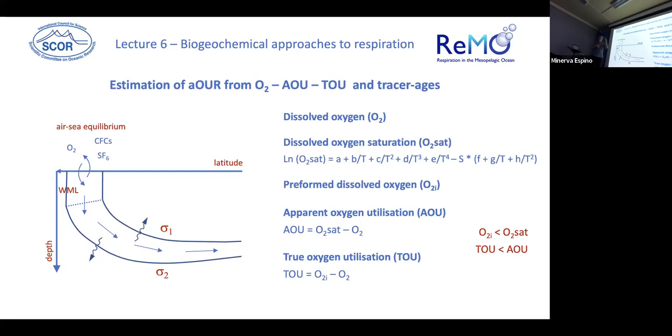But it could be also the contrary, that at the time when the water mass is formed, you can have more oxygen than the oxygen of saturation. So apparent oxygen utilization is oxygen saturation minus oxygen concentration. And true oxygen utilization is initial oxygen minus oxygen. So we always use apparent oxygen utilization, and it is normally okay, but we should have in mind that we should use real or true oxygen utilization. But the differences could be more or less high, no? And there are ways to avoid having this problem, as we will see.